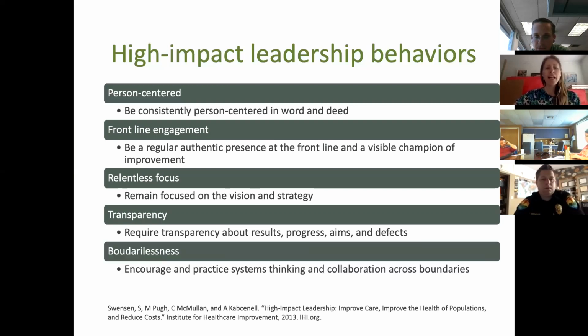And then finally, the last high impact leadership behavior is to become boundaryless. That word just kills me. I don't even know if it is a word, but it's in there. So to overcome the boundaries in our systems, and to encourage and practice systems thinking and collaboration across boundaries.